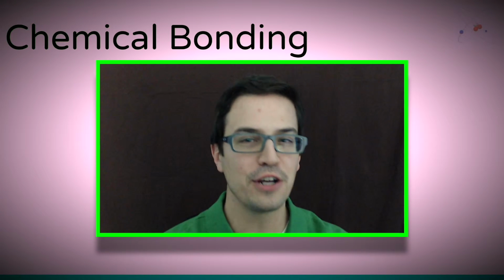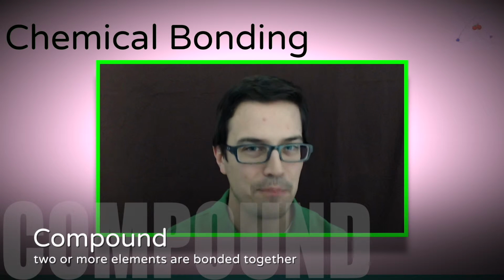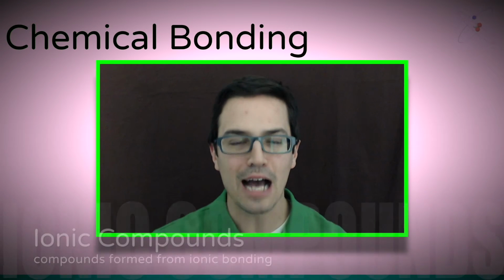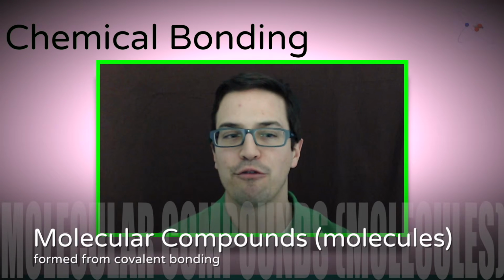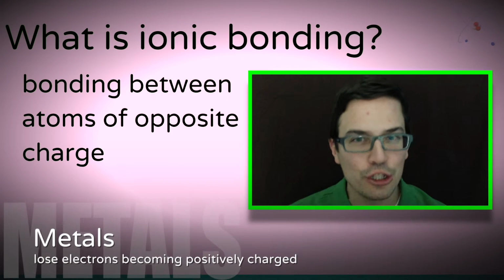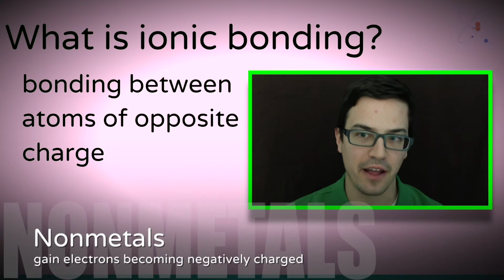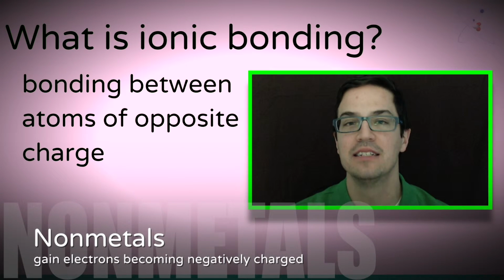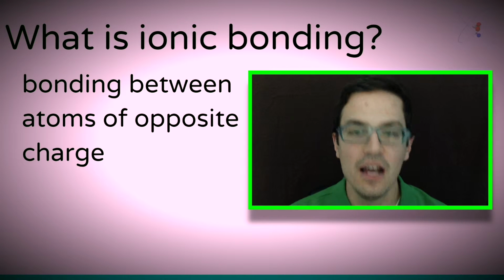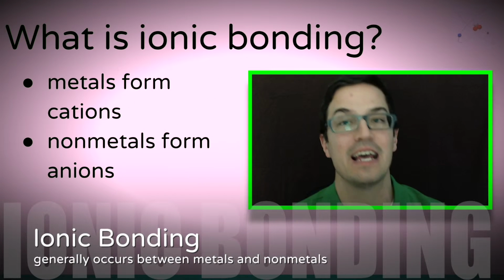Before we start, it might be a good idea to introduce some vocabulary first. A compound is when two or more elements bond together chemically. Ionic compounds are formed from ionic bonding, and molecular compounds are formed from covalent bonding. As discussed in a previous video, metals tend to lose their valence electrons to have a filled valence shell. Non-metals, on the other hand, tend to gain electrons to have a filled valence shell. This principle is what causes ionic bonding to occur between metals and non-metals.